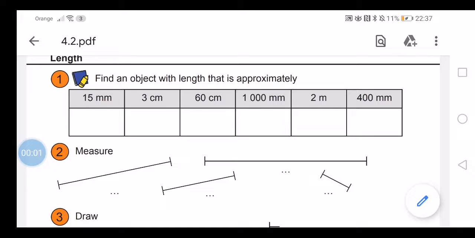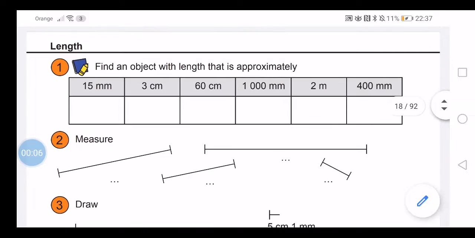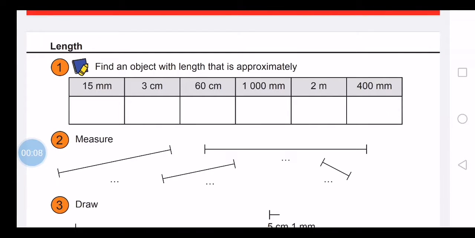Okay, boys and girls, today's work is on length. We're on page 12 of the Intermaths book. Question 1 asks you to find an object with length that is approximately, then you have 15 millimeters. What you have to pay attention to here is the units of measurement.